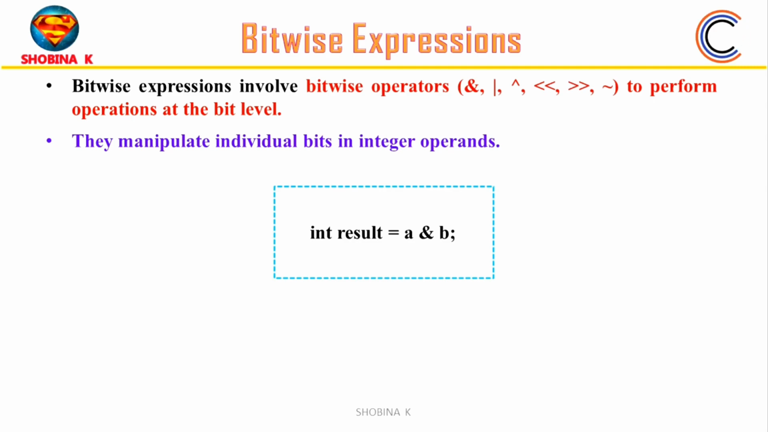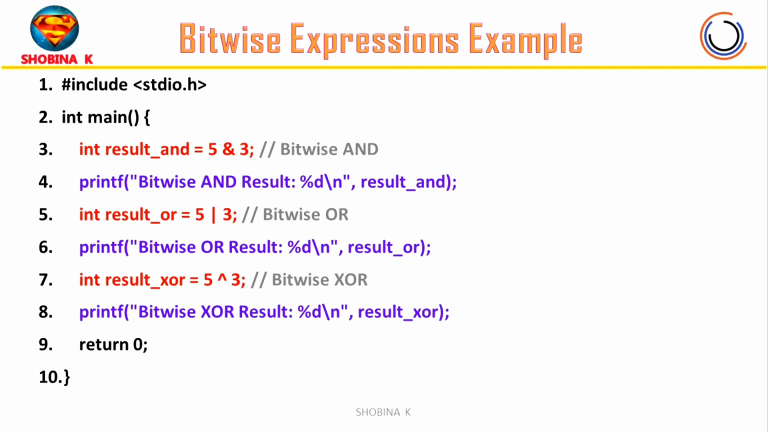Now let's see an example. This program shows the usage of bitwise operators to perform bitwise AND, OR, and XOR operations. Include the necessary header files. Next, the main function, which is the entry point of the program. 5 and 3 performs the bitwise AND operation between the binary representation of 5 and 3, which will result in 1. Next, 5 or 3 performs the bitwise OR operation between the binary representation of 5 and 3, which will result in 7. And the last expression performs the bitwise XOR operation between the binary representation of 5 and 3, which will result in 6. And finally, the return statement, which indicates the successful execution of the program.